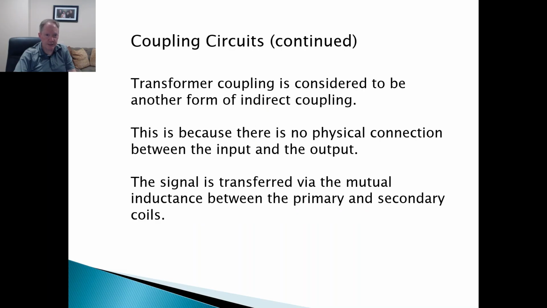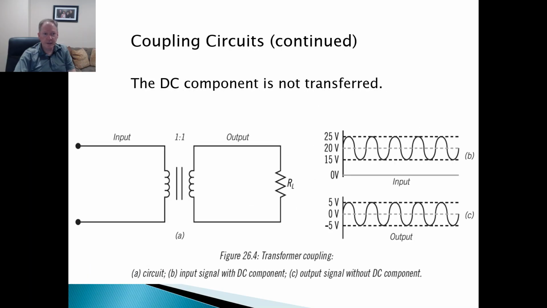So transformer coupling is considered to be another form of indirect coupling because there's no physical connection between the input and the output. So remember, in a transformer, the ratio of the voltage and the current is changed, and it induces the current or the voltage across the other side of this coil.